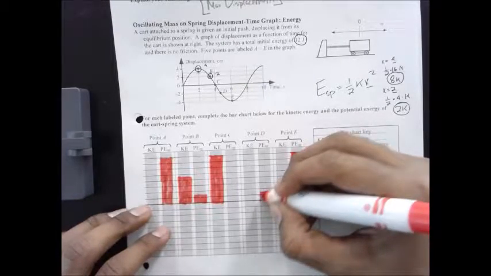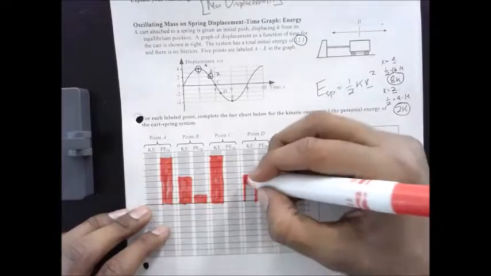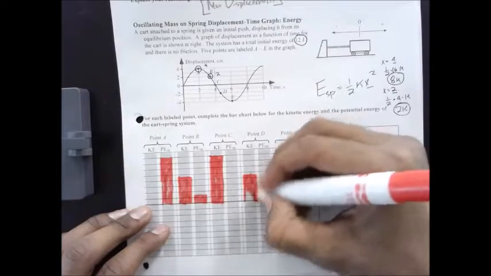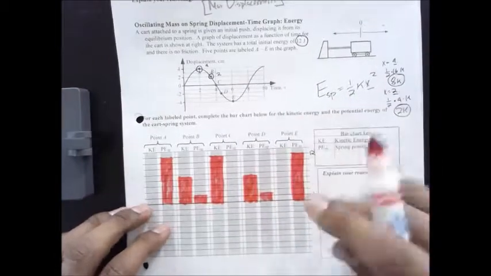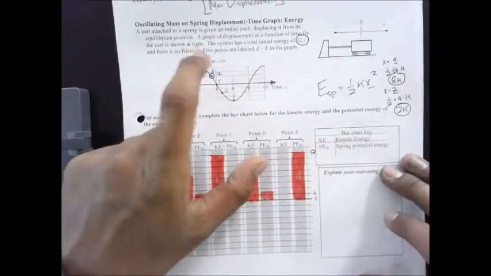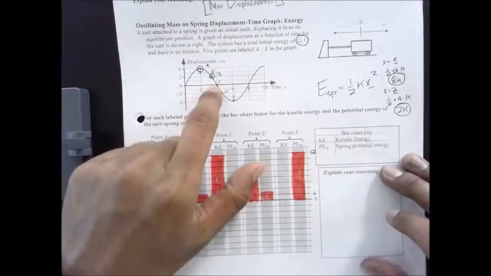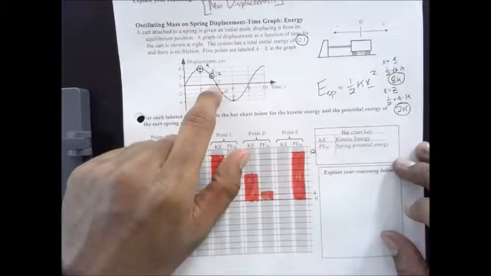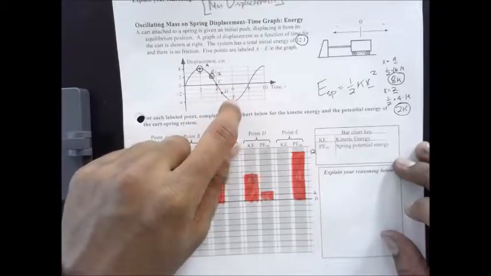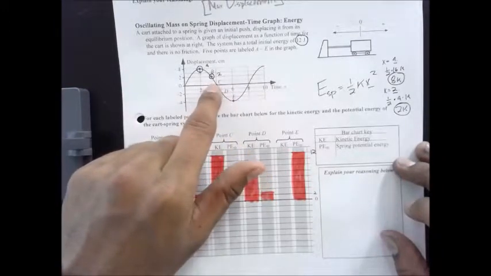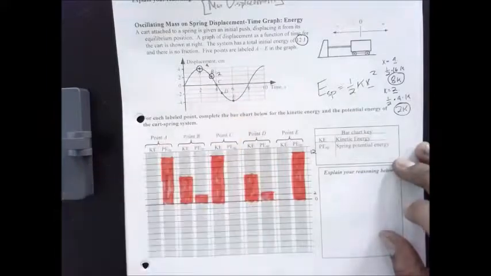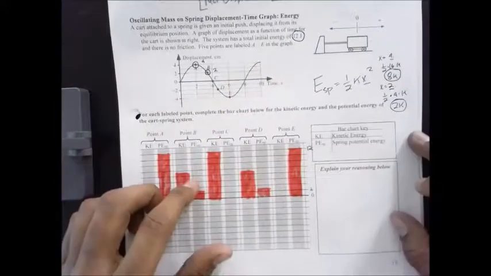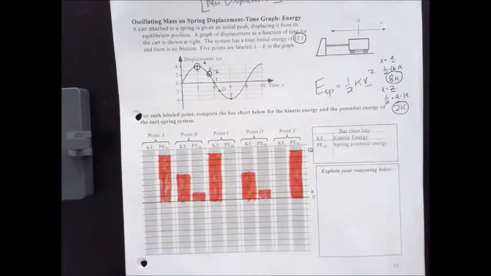We look at the kinetic energy. At the equilibrium position, the kinetic energy is going to be at a maximum, and as you get further and further away from the equilibrium position, it decreases by a quadratic function.